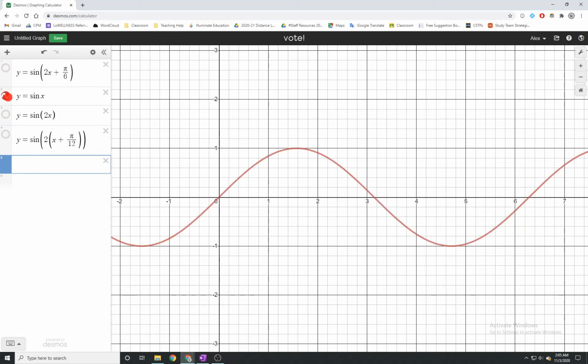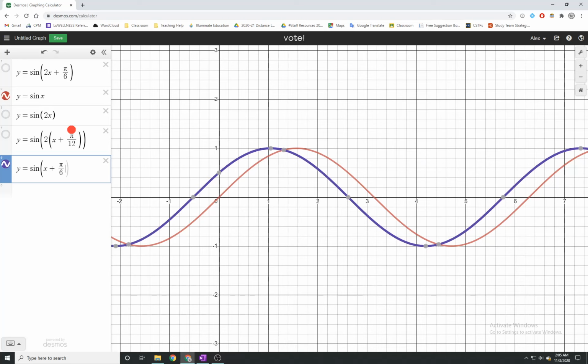Okay, so I start off with my sine function. Let's pretend I want to deal with the shifting first. That's fine. So I'll do y equals sine of x plus pi over 6, which we know shifts it to the right. Sorry, to the left, excuse me. Again, we shifted it to the left now.